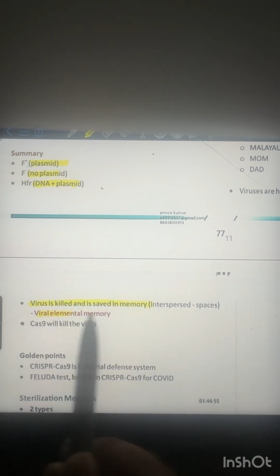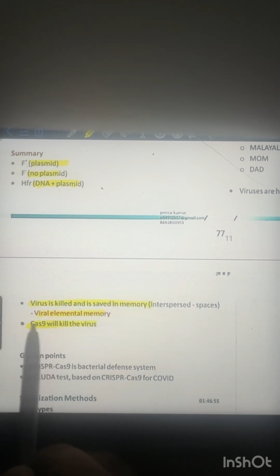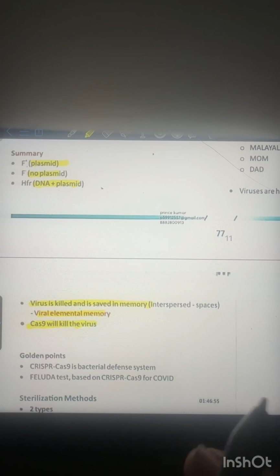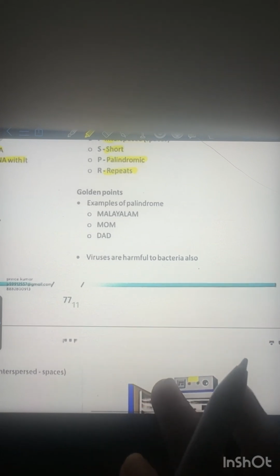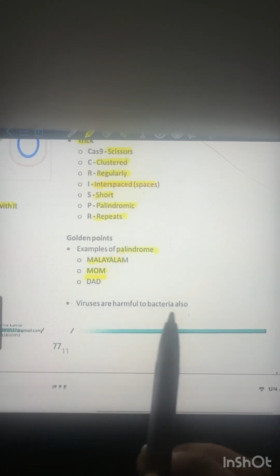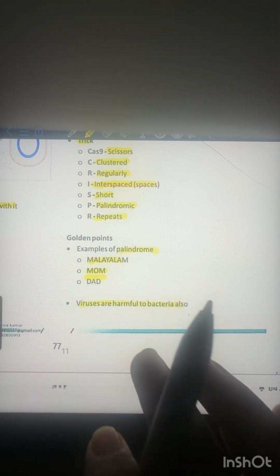If you remember, there were 2 scientists from West Bengal who made a test in COVID known as the Feluda test. The Feluda test for COVID was basically based on which technology? It was based on the CRISPR-Cas9 technology. They utilized this technology, and that is how they made a test called the Feluda test. This was just one miscellaneous topic, important for both, and that wraps up all of your bacterial genetics.